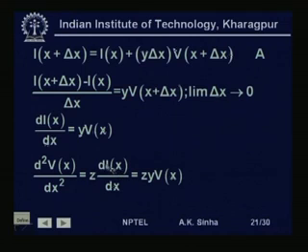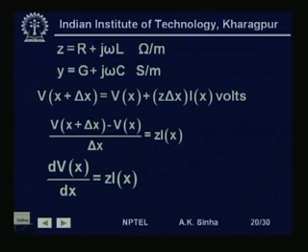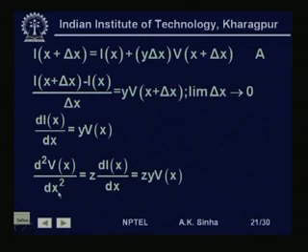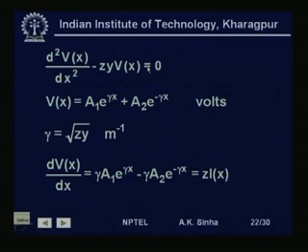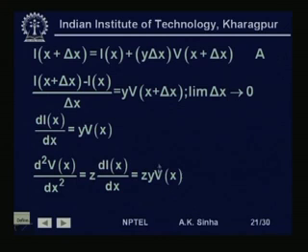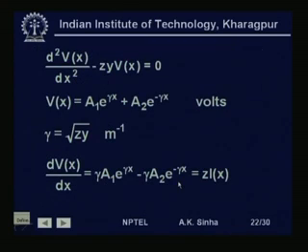Now, if we see our previous equation for V, if we differentiate it again with respect to x, then we get d2V(x)/dx2 is equal to z dI(x)/dx. Now, substituting the value of dI(x)/dx from this equation, we get this equal to z into y into V(x). We can write this as d2V(x)/dx2 minus z y V(x) is equal to 0. That is, we have taken this term on this side.